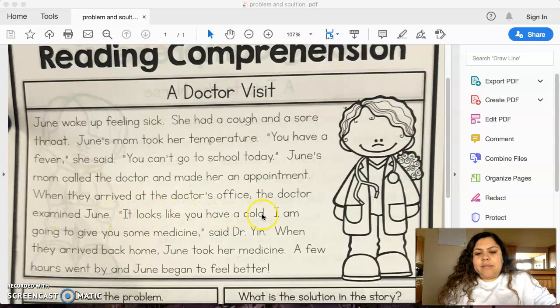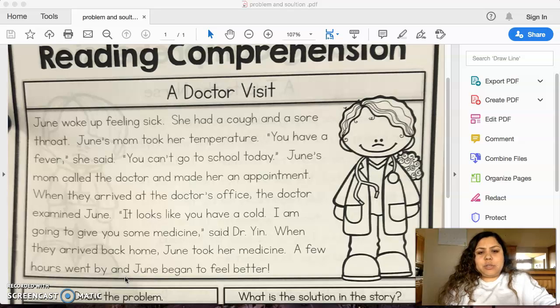It looks like you have a cold. I am going to give you some medicine, said Dr. Yin. When they arrived back home, June took her medicine. A few hours went by and June began to feel better. That's awesome. I'm happy that our main character June is feeling better. It's a cute little story.